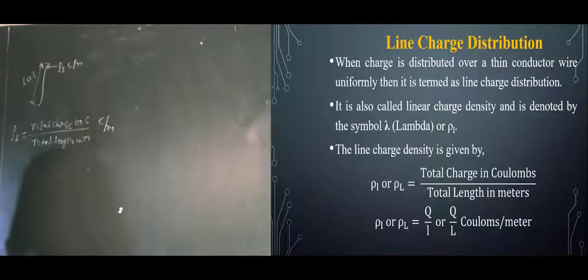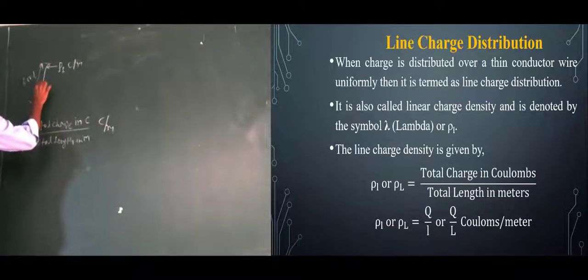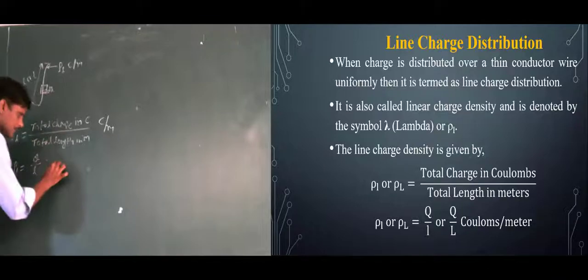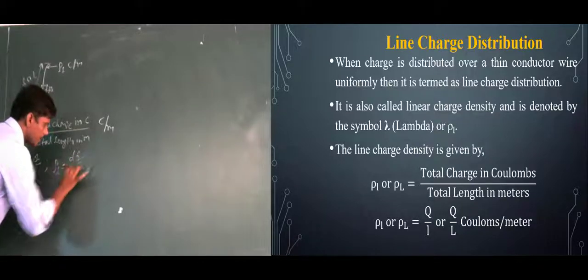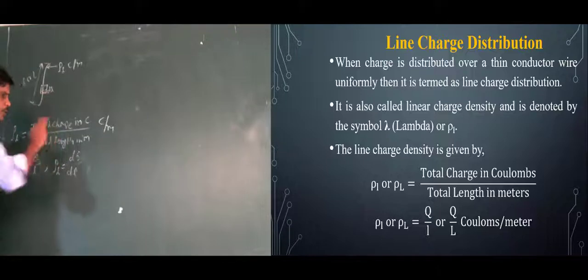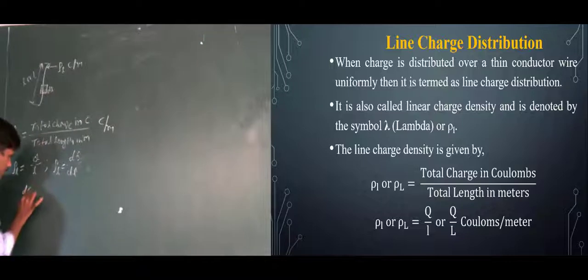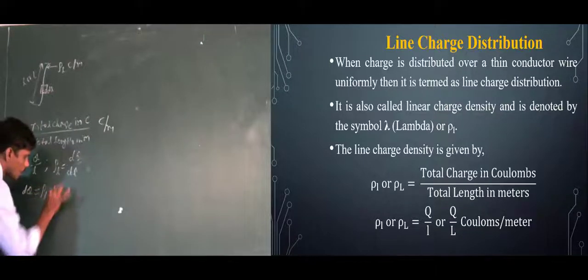In the case of elementary charged particles, consider a small elementary length, that is dl, and an elementary charge dq. What is the line charge density? Rho L is equal to total charge Q by total length L. For an elementary particle, the line charge density rho L is equal to dq by dl, where dq is the elementary charge and dl is the elementary length. In this equation, take the cross multiplication. The elementary charge dq is equal to rho L into dl.